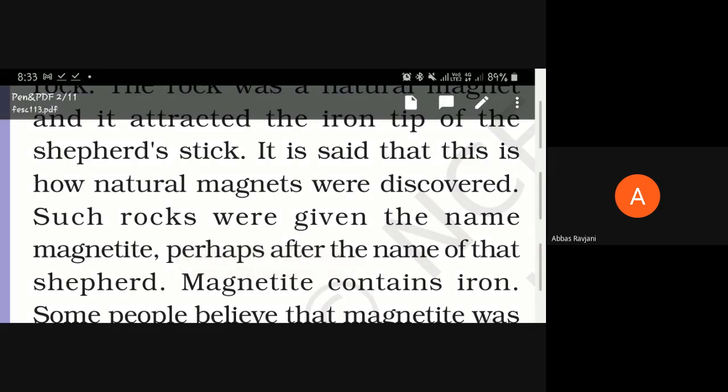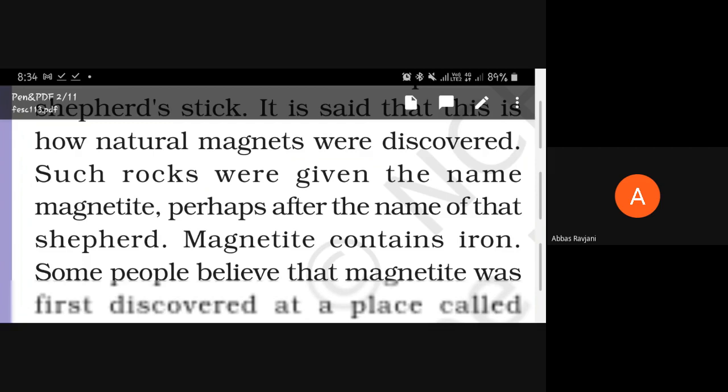So it is said that this is how natural magnets were discovered. Such rocks were given the name magnetite. Why magnetite, beta? Because the shepherd's name was Magnus and it was discovered by that shepherd. So this name is linked with this shepherd, Magnus.